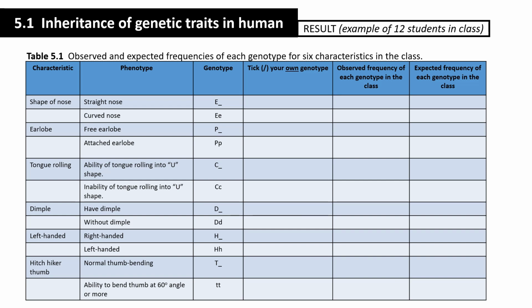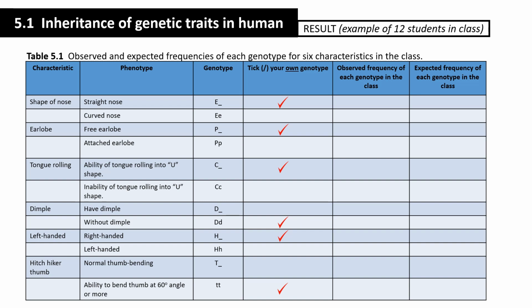Result, example of 12 students in class. Take your own genotype. Let's say you have straight nose for the shape of nose, free earlobe, ability of tongue rolling into U shape, no dimple, right-handed, and you have ability to bend thumb at 16 degree angle or more for hitchhiker thumb.